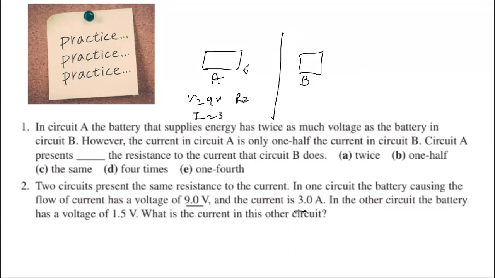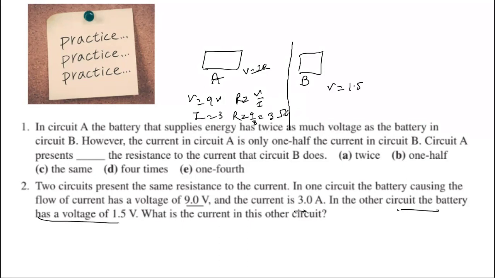I know V is equal to IR, so R is equal to V upon I. It is 9 upon 3, which is 3. So I have a resistance of 3 ohms for the A side. For the B side, in the other circuit, the battery has a voltage of 1.5, so voltage is given to me. The question says they both have the same resistance, the resistance I just calculated here. So let's write it over here, because this also has the same resistance as per the question.